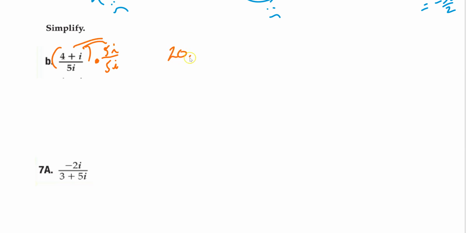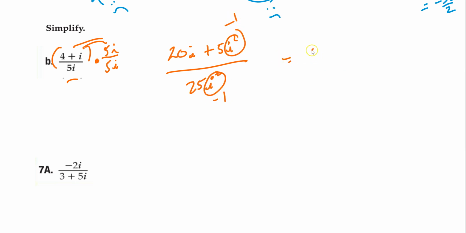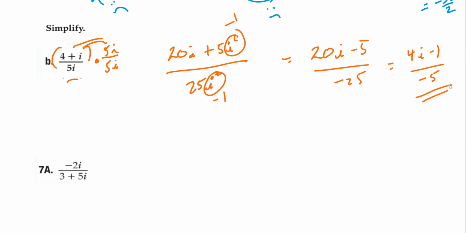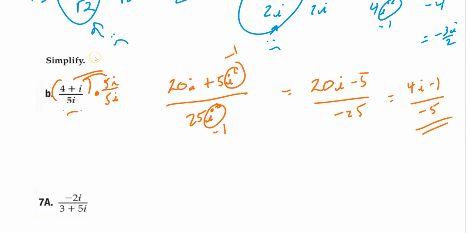Distribute, you get 20i plus 5i squared all over 25i squared. This becomes negative 1, this becomes negative 1, and I get 20i minus 5 over negative 25. Now I could simplify this. They're all divisible by 5, so divide everything by 5, you get 4i minus 1 over negative 5. And that's the answer. So if you have an i on the bottom, you just multiply both top and bottom by it, just like you did with radicals.